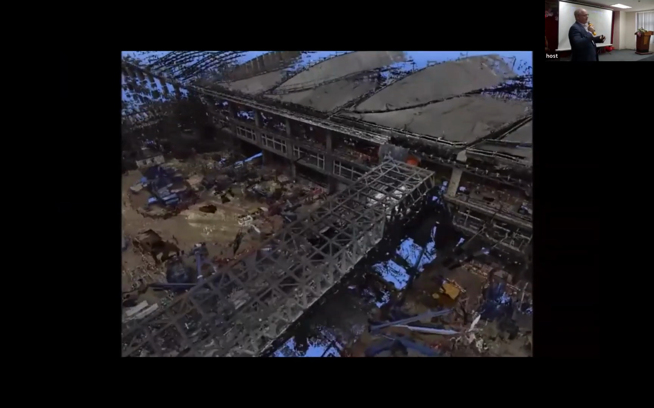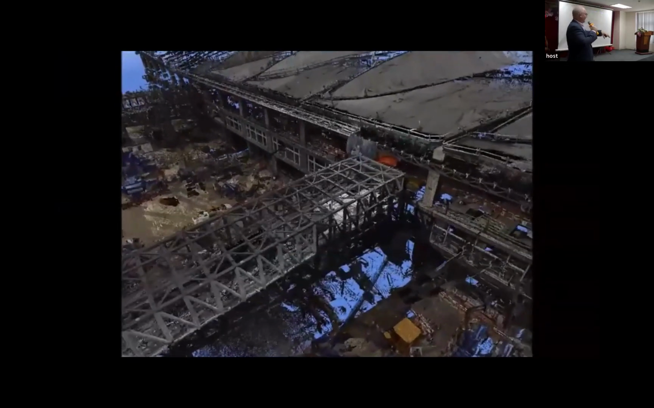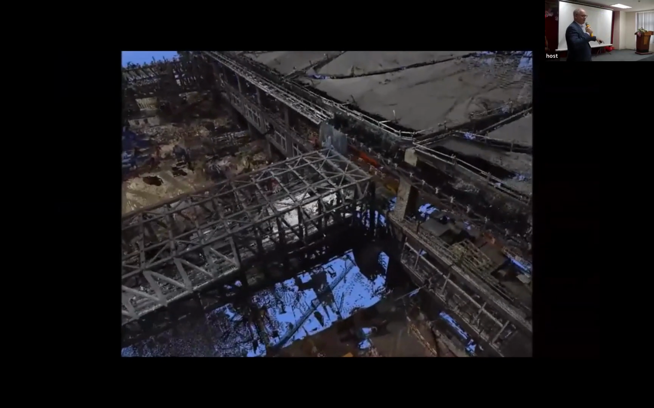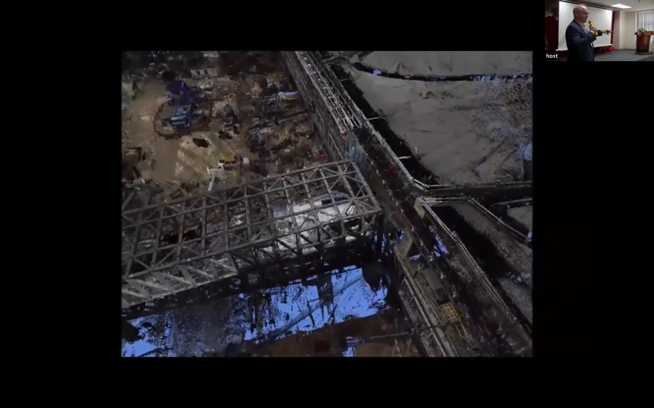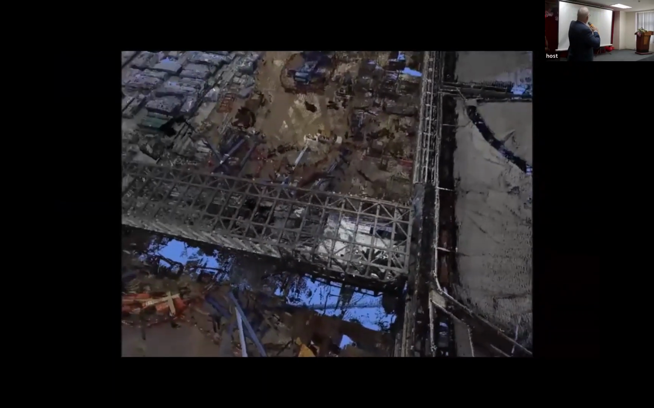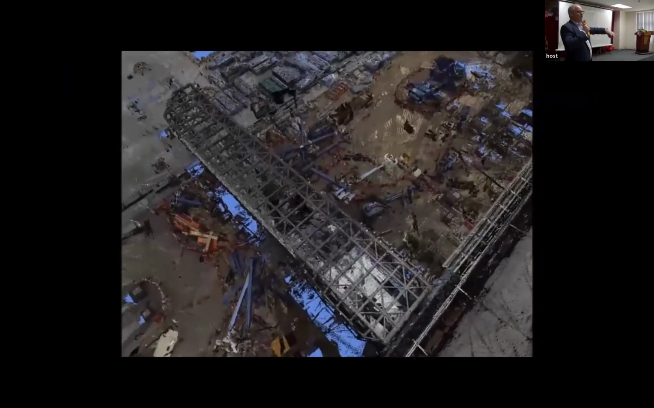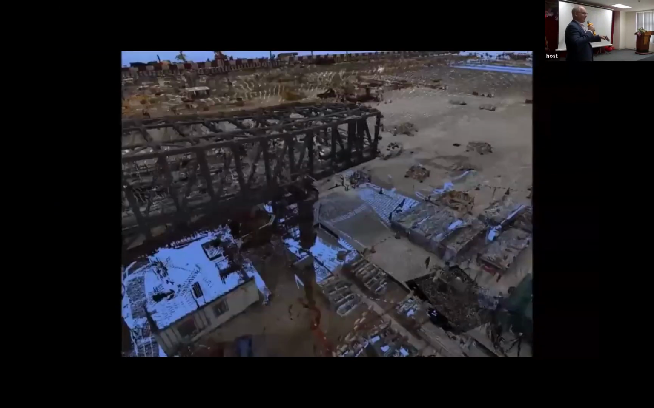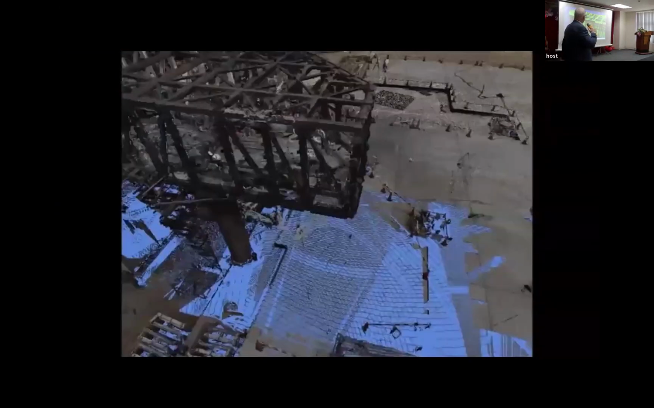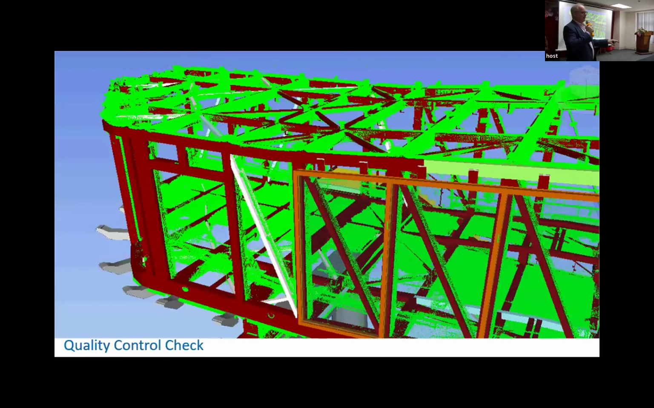This video is basically the 3D scan of one of these link bridges. We did this 25 times. It was 25 link bridges. So this is basically a 3D model from the construction project from the laser scanning. Again, the green is the point cloud and the red is the structural steel model from the detailing.